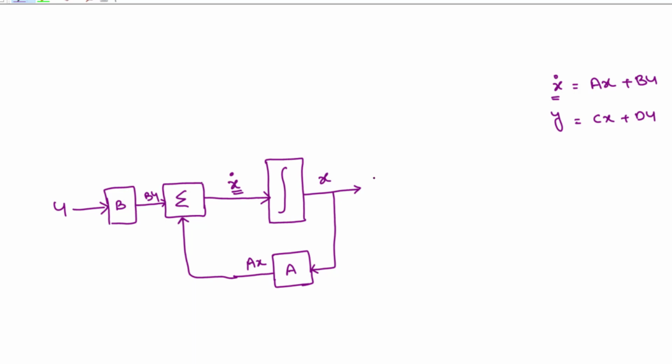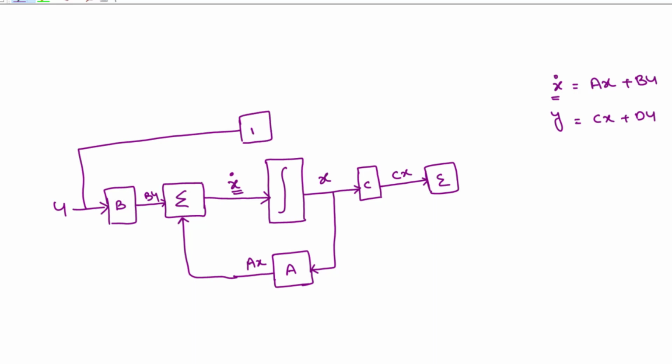Now y is equal to cx. So now if I multiply this x with c, the output of this is cx. And I wanted to add a summation block here again. To this summation block I wanted to add u. Very importantly, this u I am directly taking and multiplying with a d, so then it will become du. This du I am directly adding here, and I am representing this as y.